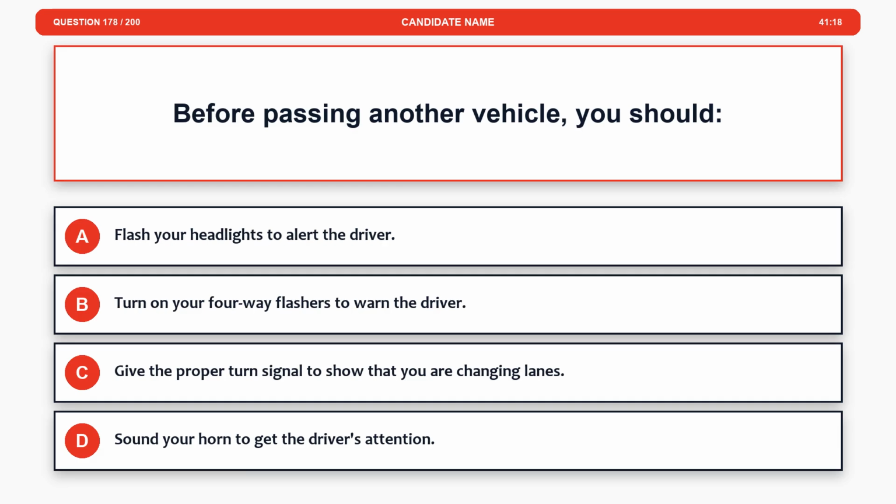Question 178. Before passing another vehicle, you should: Option A, flash your headlights to alert the driver. Option B, turn on your four-way flashers to warn the driver. Option C, give the proper turn signal to show that you are changing lanes. Option D, sound your horn to get the driver's attention.